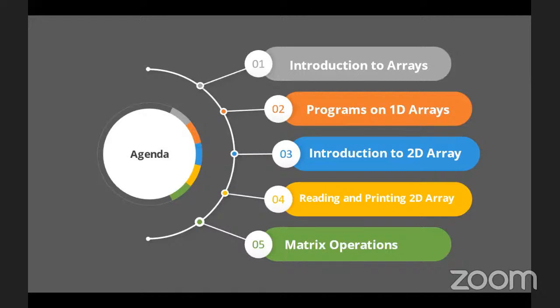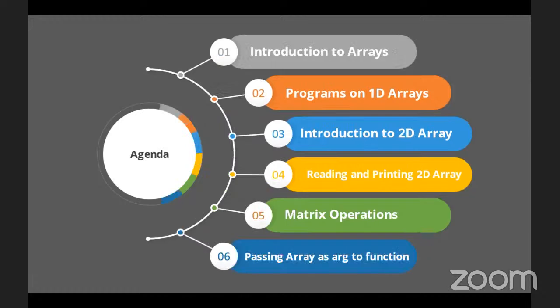Then we can do operations like matrix addition, subtraction, multiplication, transpose matrix, sparse matrix, and whether the matrix is an identity matrix or not. Likewise, we have different types of operations. Out of that, I'll show you one or two examples. The rest of the examples I'll give you as an assignment. And the last topic is passing an array as an argument to a function. How can we pass an array as an argument to a function? We'll see that today. After that, we are going to introduce the new topic called structures.